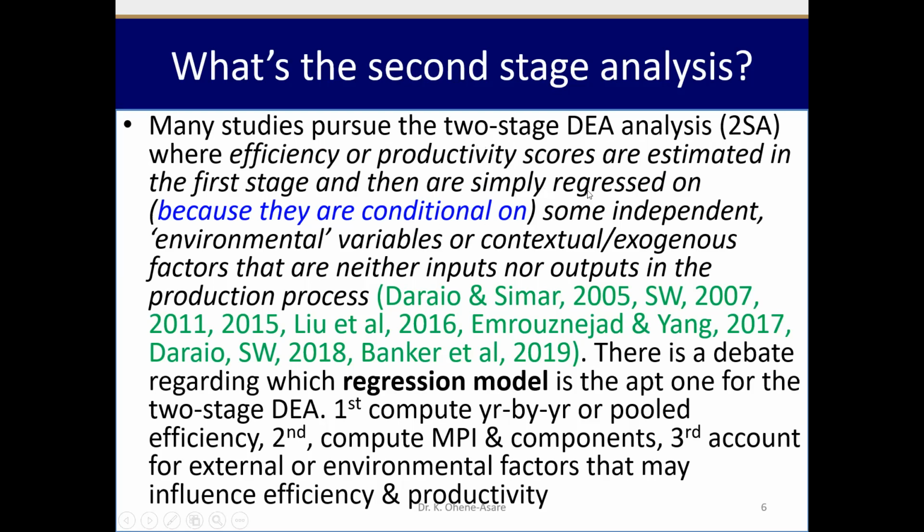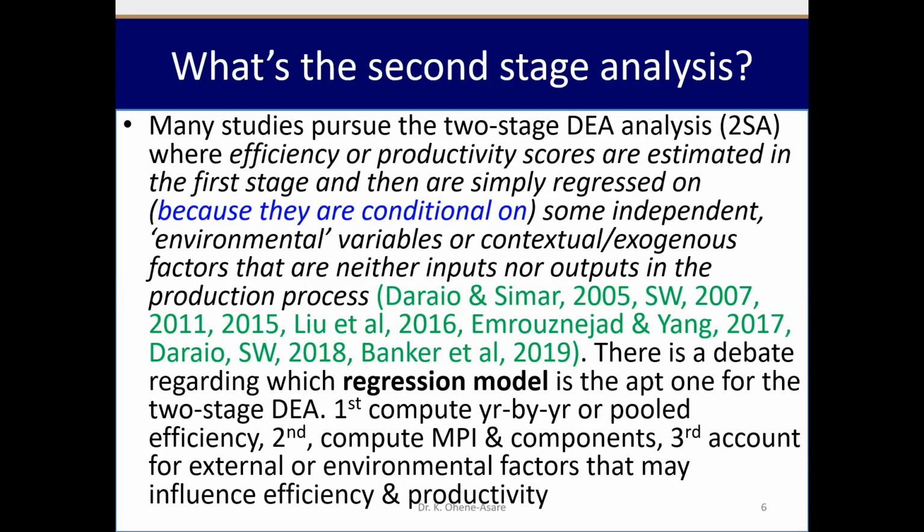Now, are they being regressed? They are being regressed because they are conditional. They depend, in some complicated way, on some independent variables. They depend on some environmental variables. They depend on these contextual or exogenous factors that are neither inputs nor outputs in the production process. And so the second stage is where you bring a regression to look at the connection between the score you've estimated and the Z variables that you have, which of course were not captured.